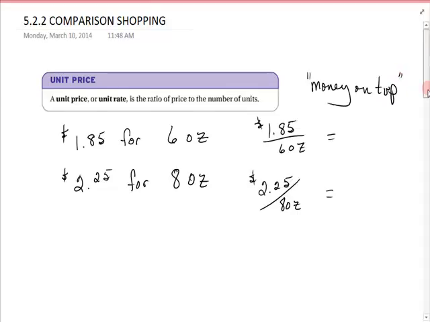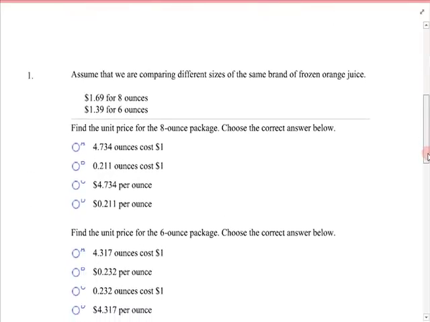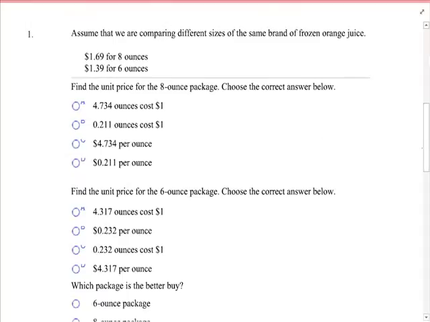All right, now let's look and see exactly what you're supposed to do. Here's a problem similar to the one that I just was talking about. Assume that we are comparing different sizes of the same brand of frozen orange juice. It costs $1.69 for 8 ounces or $1.39 for 6 ounces. The problem takes it in steps. Find the unit price for the 8-ounce package.